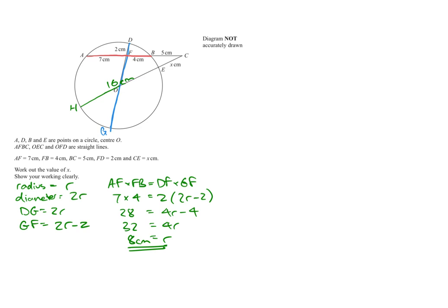And we're ready to go. So let's have a look. We have CB, which is 5, multiplied by CA, which is going to be 5 plus 4 plus 7. So that is this distance multiplied by the whole thing will be equal to this distance, which is x, multiplied by the entire distance, which is 16 plus x.